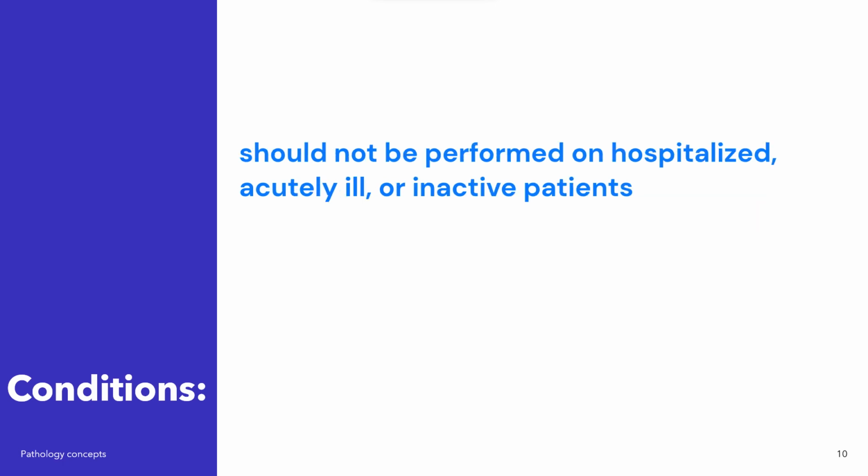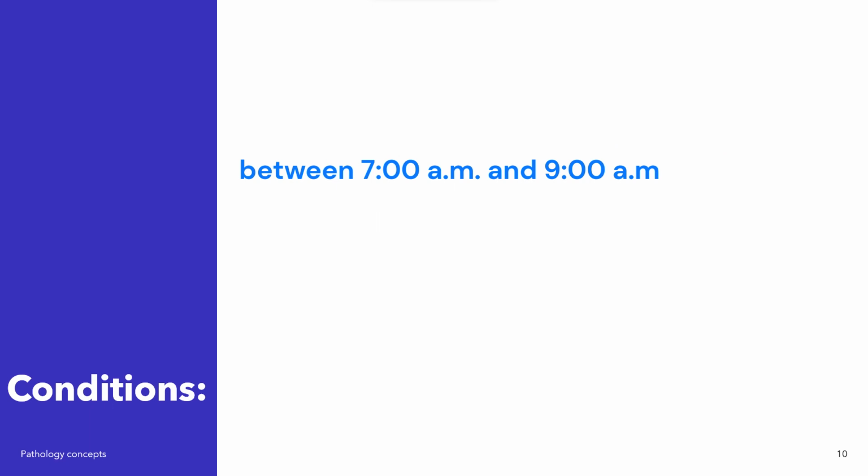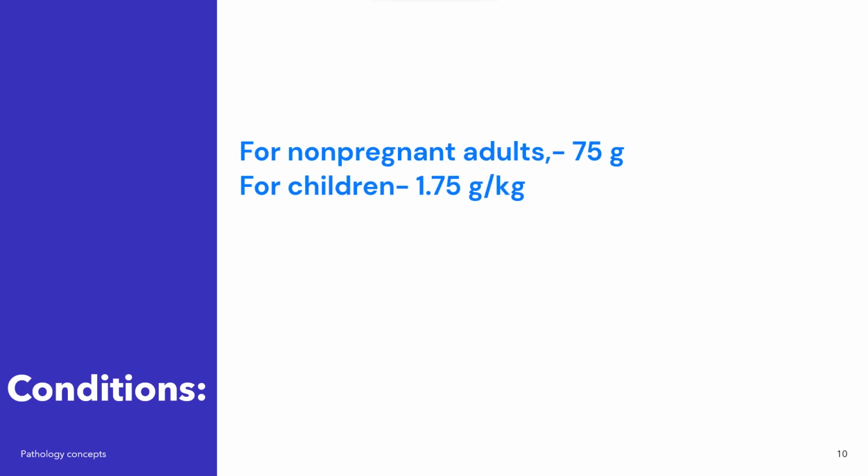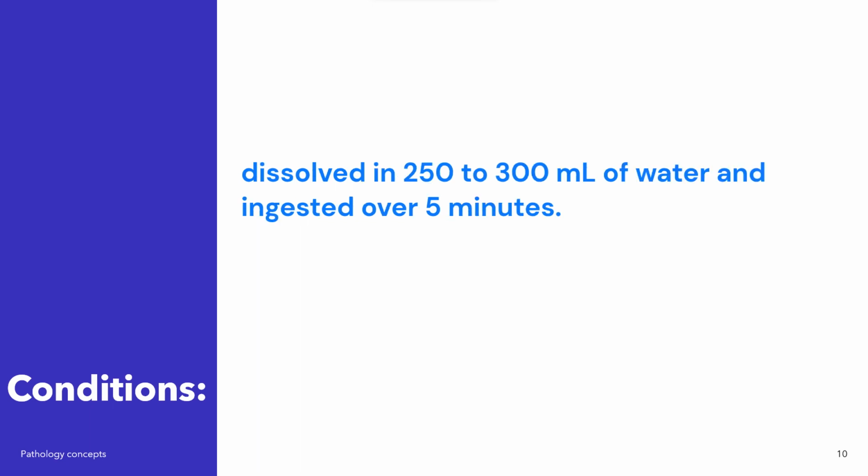Glucose tolerance testing should not be performed on hospitalized, acutely ill or inactive patients. The test should begin between 7 am and 9 am. Venous plasma glucose should be measured fasting and 2 hours after an oral glucose load. For non-pregnant adults, the recommended load is 75 gram. For children, 1.75 gram per kg up to a maximum of 75 gram is given. The glucose should be dissolved in 250 to 300 ml of water and ingested over 5 minutes.